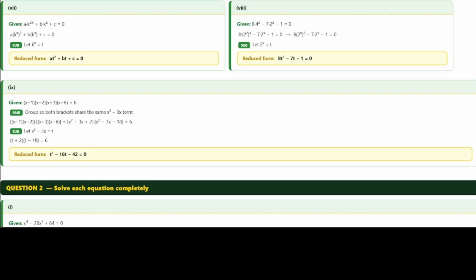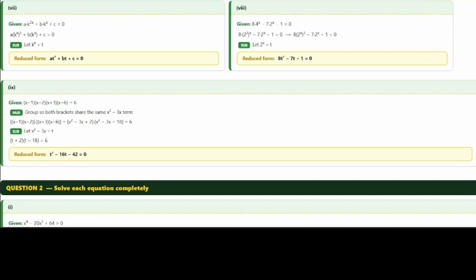We have 8 into 4 power x minus 7 into 2 power x minus 1, which is equal to 0. So how are we going to solve this question? It's like the previous question. Here we have 4 power x, so instead of that we can write 2 power 2 whole power x, and 2 power x is going to be staying as the same. So we can take 2 power x and let it be equal to t. So the reduced form becomes 8t square minus 7t minus 1 is equal to 0.